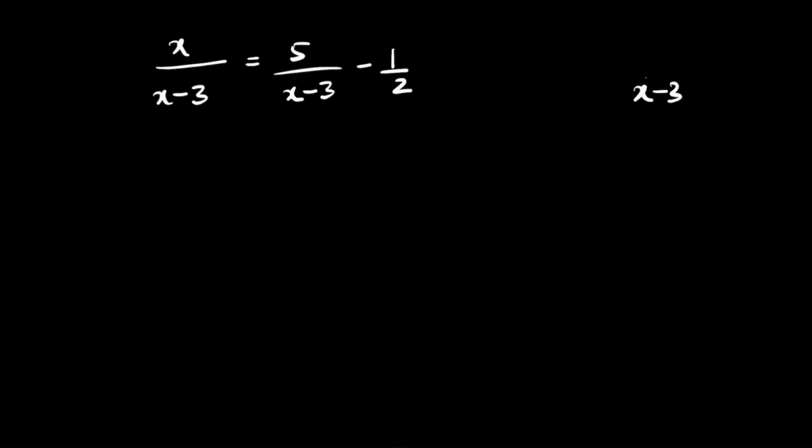Now let's try a little more complex problems. Let's say we have x by x minus 3 equal to 5 by x minus 3 minus 1 by 2. So here we are looking at x minus 3 and 2. So the least common denominator will be 2 times x minus 3. So multiply 2 times x minus 3 to everything.